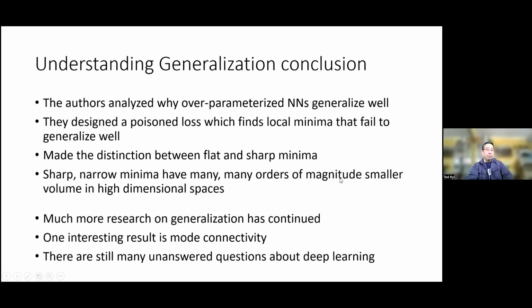So in conclusion, right, they analyze these highly overparameterized neural networks. And the part that I liked about this is they designed this principled Poisson loss, which finds local minima that are local minima for the regular loss, but they don't generalize well. And so then you can see that sharp, narrow minima have much, much, much smaller volume.